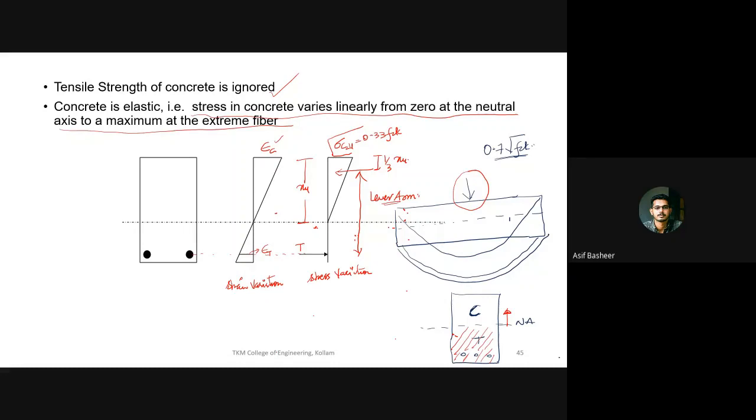Is it okay for you? What is the stress strain variation in working stress method? Is it okay for you? Should I repeat it? Yes, sir. Repeat. Yes, sir. It is from your basic assumption.